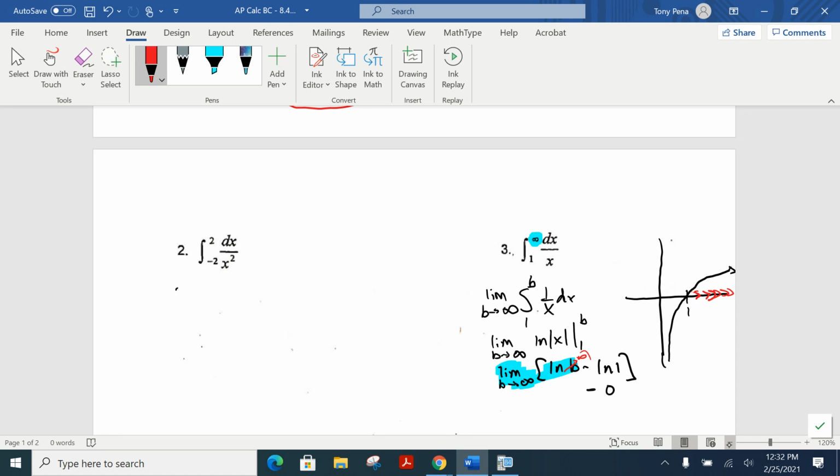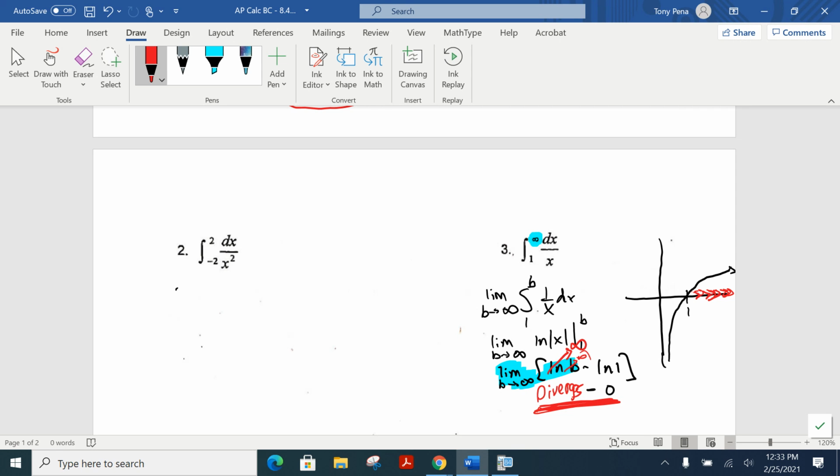Remember, we talked about the natural log curve. It does it very, very slowly, but it does get bigger and bigger. It does go to infinity. So overall, if my b continues to take us further and further right, the natural log value is going to go to infinity. The overall value also diverges. So in this case, we would say that this one diverges. The area just gets bigger and bigger.